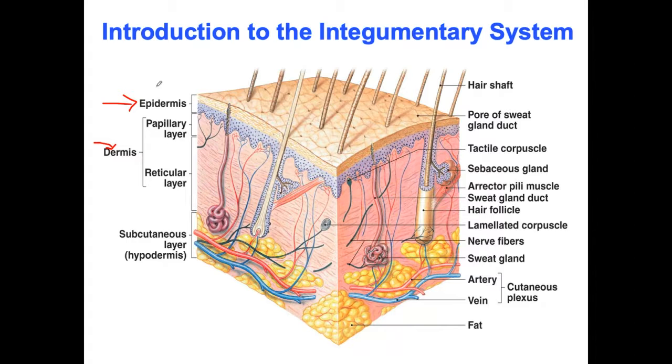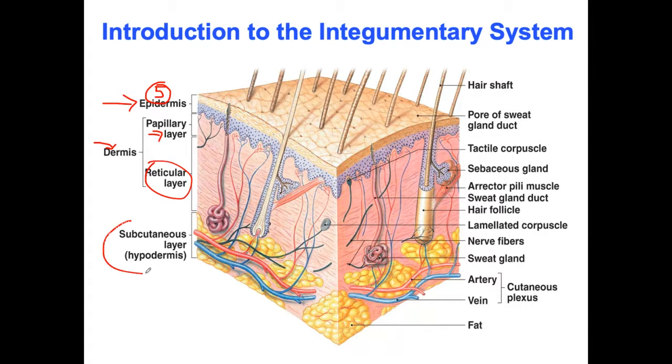Now, under a microscope, the epidermis will have 5 layers. And on the next slide or two, I'll show you what those 5 layers of the epidermis are. The dermis only has 2. It has this upper part called the papillary layer, and then it has the deeper part called the reticular layer. Okay, so we have an epidermis, an upper layer, which is 5 microscopic layers. The dermis has only 2 microscopic layers, the papillary and reticular.